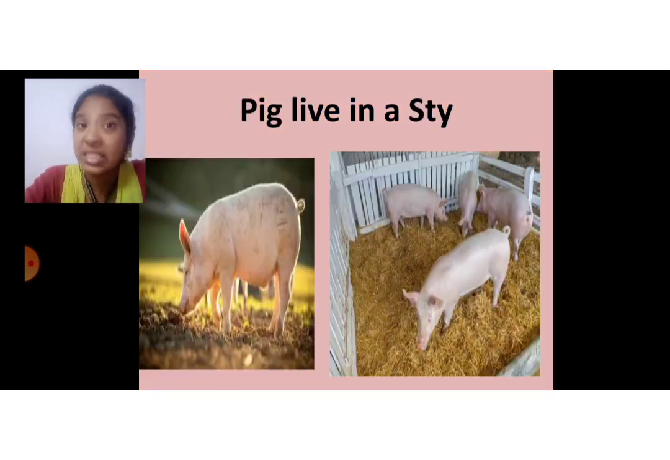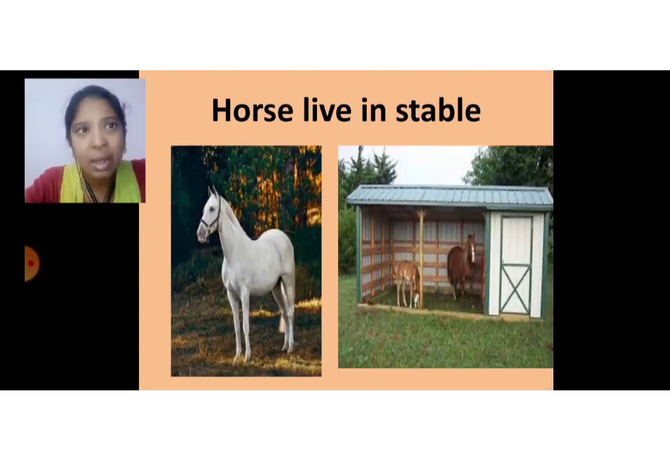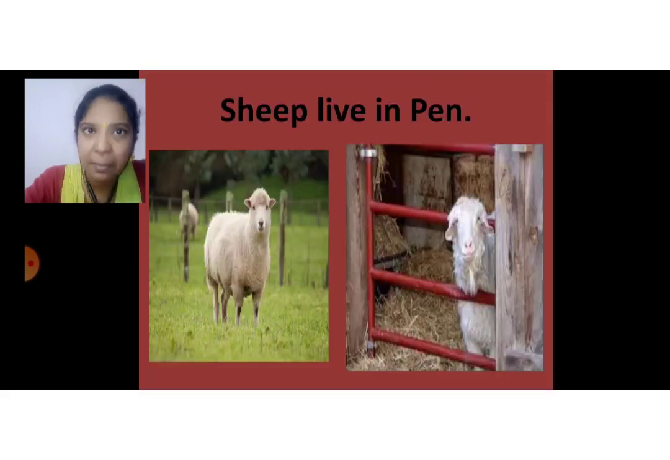Here comes the pig. Pig lives in the sty. S-T-Y, sty. So, the horse and the pig are called farm animals. They are kept on the farms in a separate house. They are maintained in large numbers. So, horse lives in the stable. Pig lives in the sty.